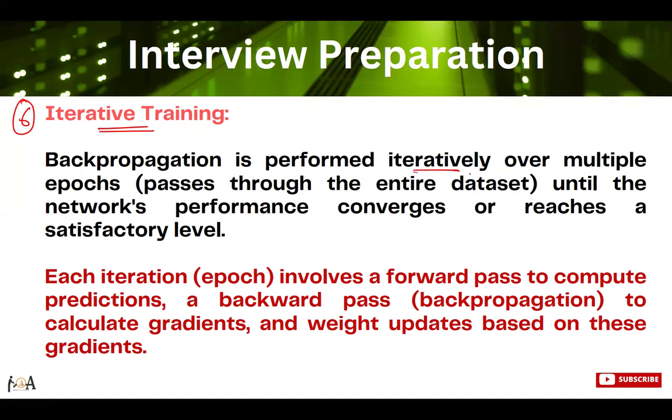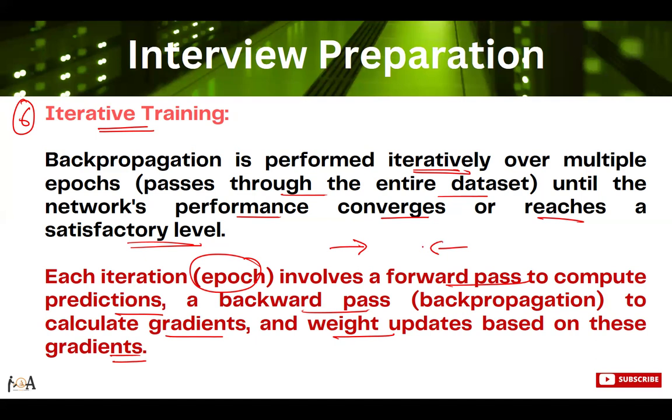Thereafter, the last step is iterative training. Backpropagation is performed iteratively over multiple epochs, that is passes through the entire dataset, until the network's performance converges to a satisfactory level. Each iteration, which we call an epoch, involves a forward pass to compute a prediction and a backward pass to calculate a gradient and update weights based on this gradient. So basically in the forward pass, we are predicting and computing the loss, and in the backward pass, we are calculating the gradients and then updating the weights so that we can reach a satisfactory level of the model.